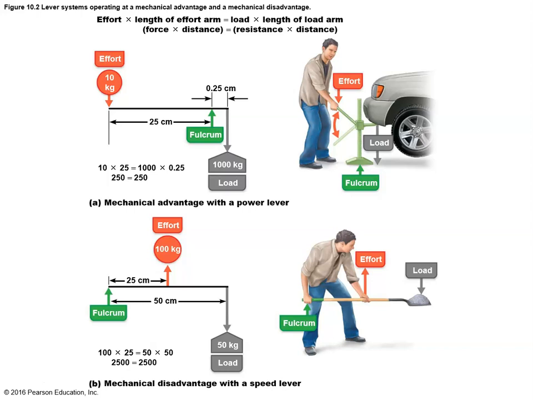So where the input is relative to the fulcrum and where that is relative to the output determines the effect. So the power lever here, if we put in 10 kilograms of effort, we can actually get 1,000 kilograms of output in this particular example because the fulcrum is much closer to the output than it is the input. The example of jacking up a car.